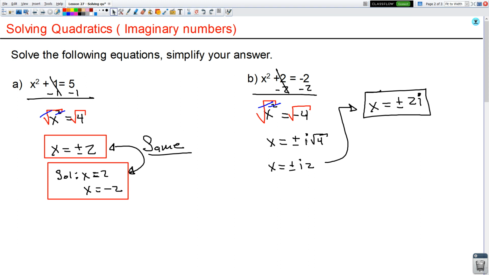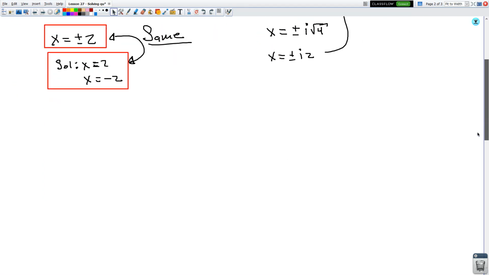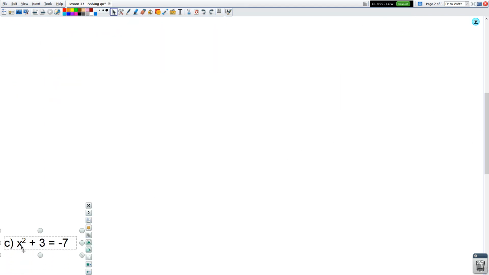And you just take the i, and now you just worry about the number, which is still negative. It's the square root of 4, and we know the square root of 4 is 2. Technically, this is fine, but we usually put the coefficient in front of the i, so that's 2i. All right, let's look at one more example here. Let's look at example C.